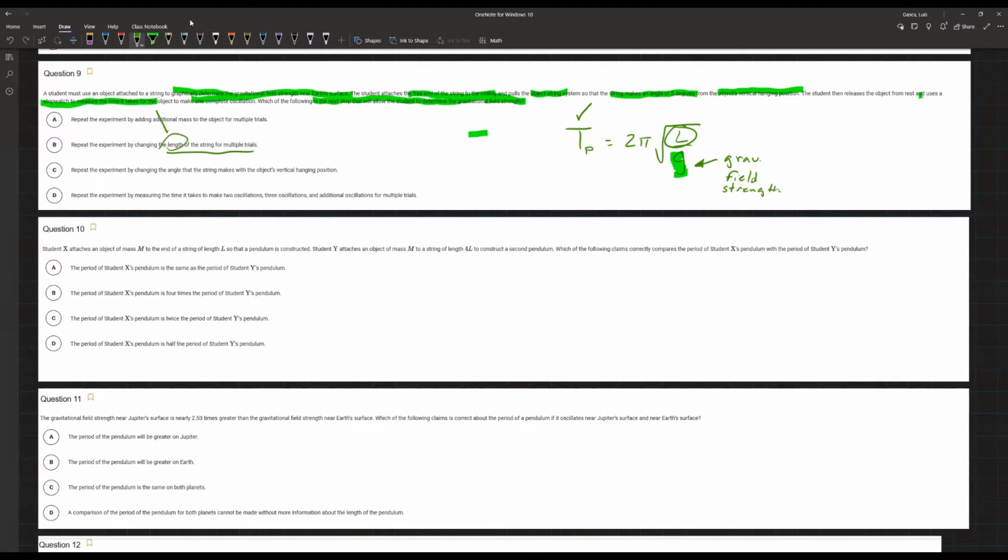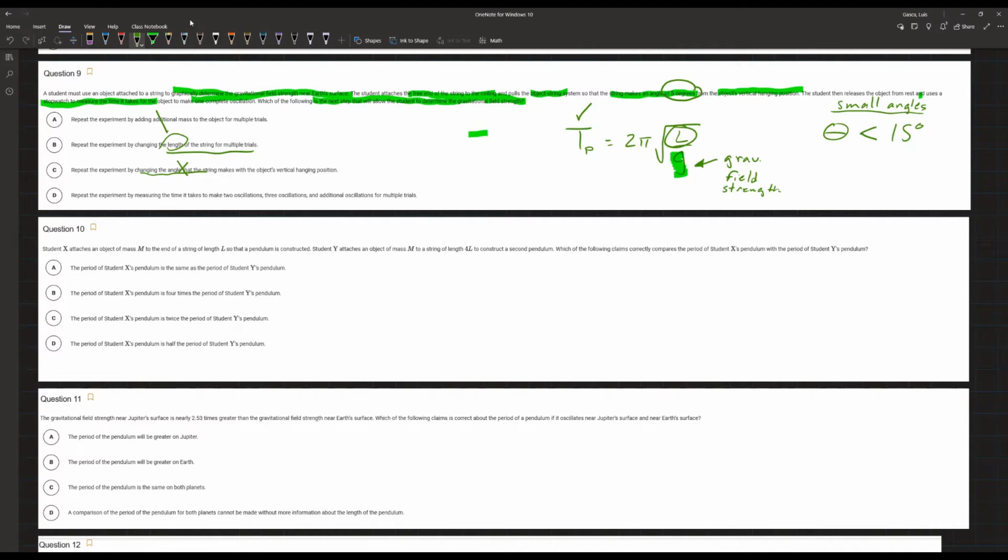They're mentioning the length. Repeat the experiment by changing the angle. Very important: for simple harmonic motion, theta is less than about 15 degrees. If you ever see small angles, it means theta is less than about 15, in some cases less than 20. It just kind of depends. But for small angles, the amplitude makes no difference in the period of oscillation. Okay, so this won't really help us out here.